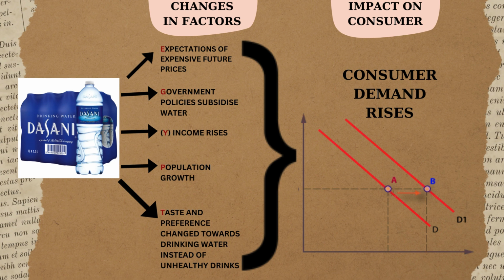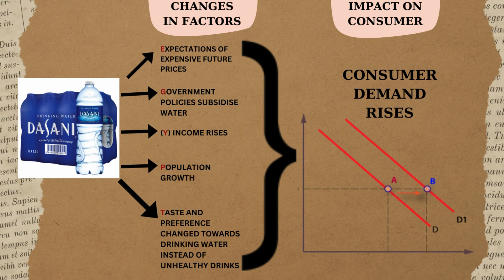Firstly, expectations of expensive future prices. Oh, water is going to be very expensive in future, so I'm going to buy water now, so the demand for water increases currently. Okay, government policies to subsidize water. Initially it was $1 per bottle of Dasani water. Now the government subsidized this firm, and the bottle of water is now around 50 cents or something. So the demand would be higher because the cost is lower because of government subsidies and policies.